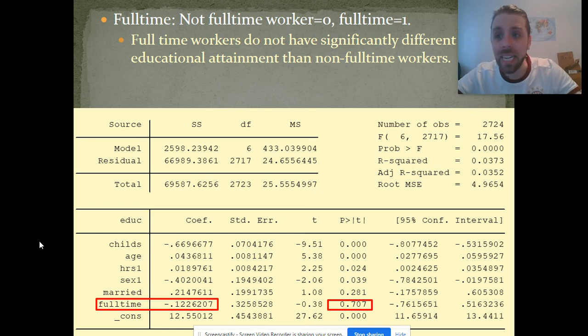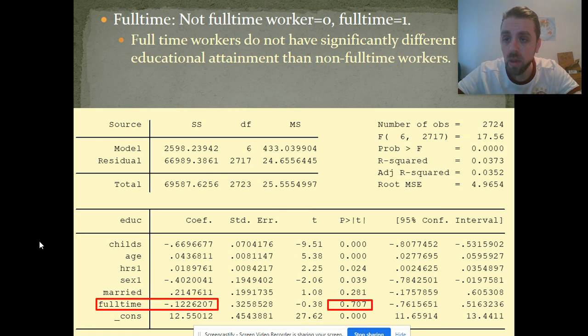Do you want to pretend that it is significant though? Try your hand at interpreting it, assuming a significant p-value. Here's what I would say. On average, full-time workers hold 0.123 fewer years of education than non-full-time workers, net of other effects.